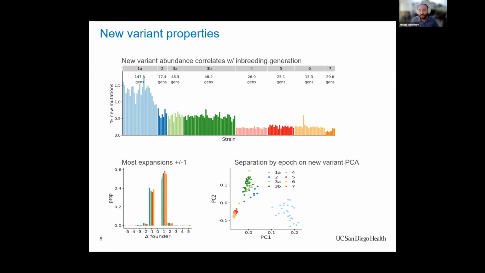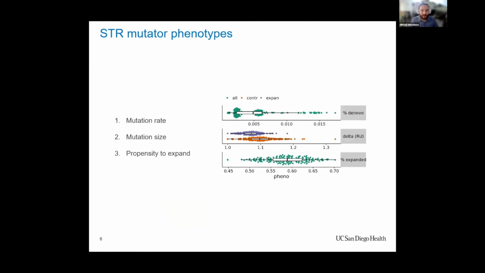So as expected, most of these new variants are singletons, but there are a number of variants that we think are shared across a number of strains within a particular BXD epoch, as evidenced in one case by the separation of strains into epoch-based clusters in a PCA type analysis using the presence of the new variant as an indicator variable. So we get some separation into epoch-based clusters there. And we can actually see that some of the variants are in multiple strains. It's the exact same variant. So that's sort of the properties of these new variants that we found.